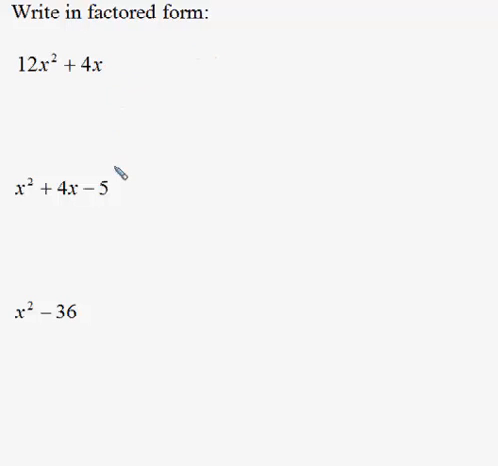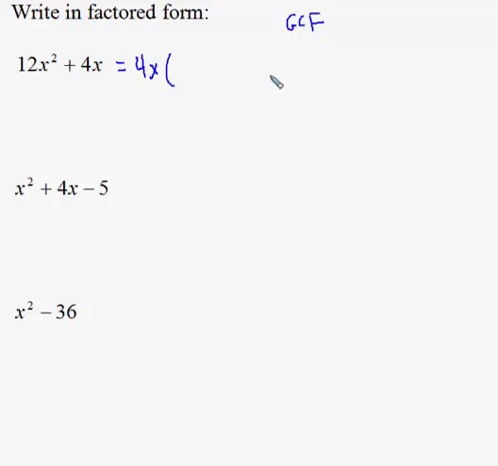Problem, we're given three algebraic expressions and we are to write them in factored form. The first of which I notice has a greatest common factor to both of the two terms. So to pull out the greatest common factor, I noticed that I could factor out a 4 out of 12 and 4, and I could also factor out an x.